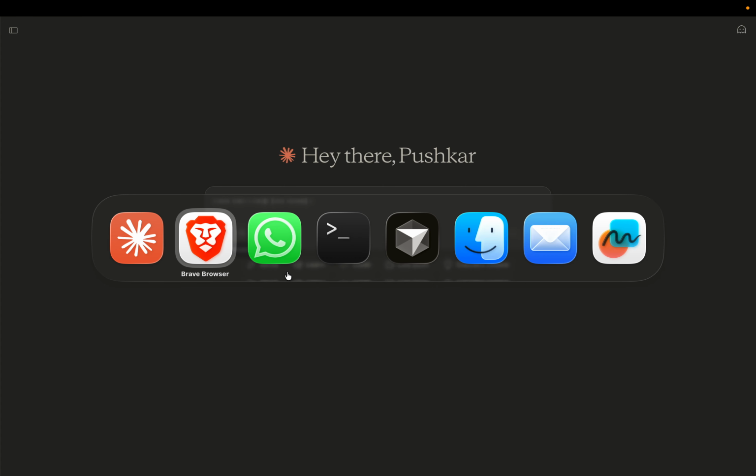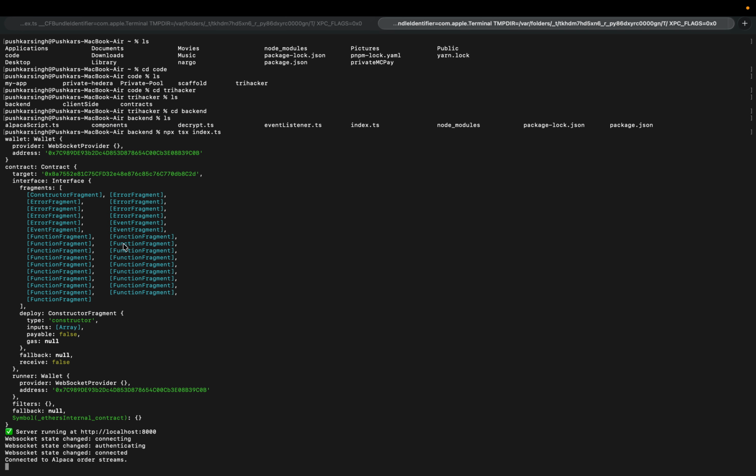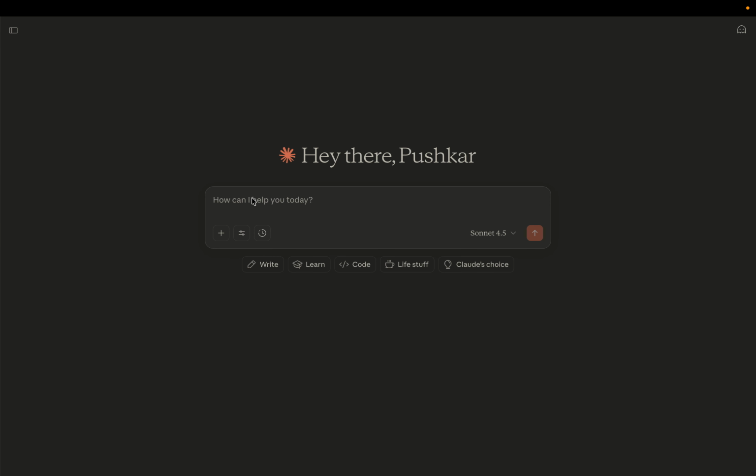And here you can see we are also running two servers. The first is basically for the MCP server, and the second is our backend server, which you can see is connected to Alpaca order streams. So it is connected to the Alpaca brokerage, and it listens to all the events related to the trade over Alpaca. So let's see a quick demo.